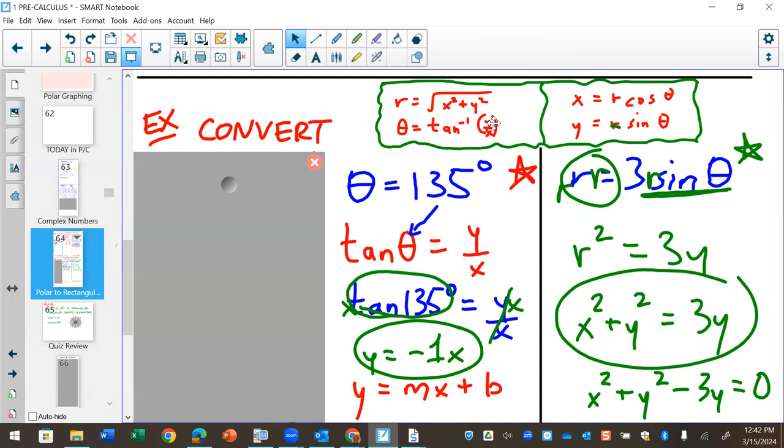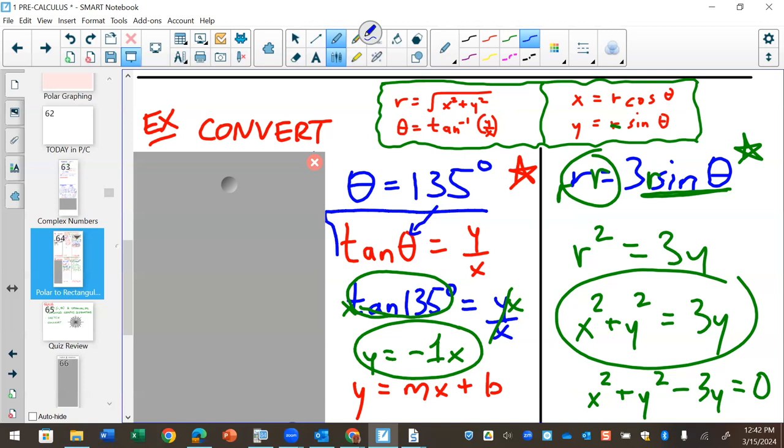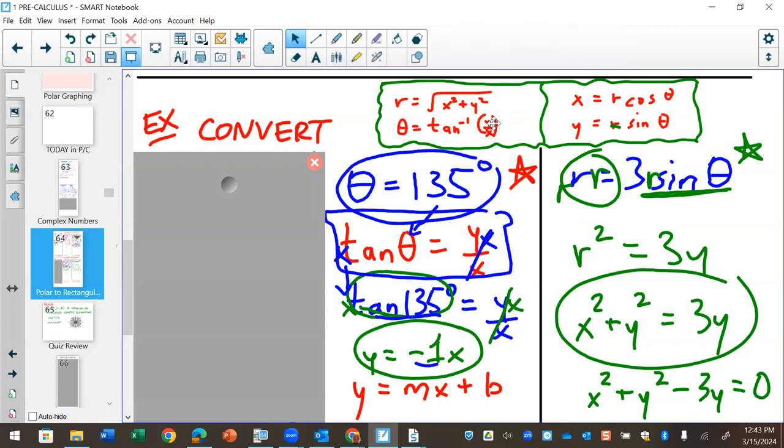But last question. This thing is how you write tangent. You know that from quad points and all. Tan is y over x. If you multiply both sides by x, it says y equals x tan. So the x is still there, but tan got the 135 and went into that. Best I can do.